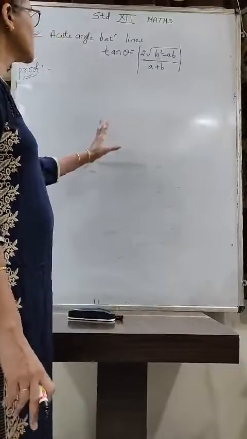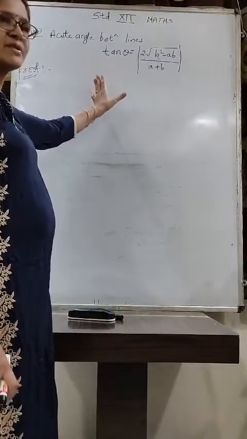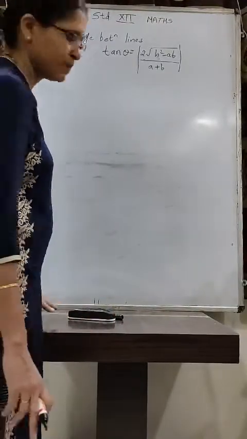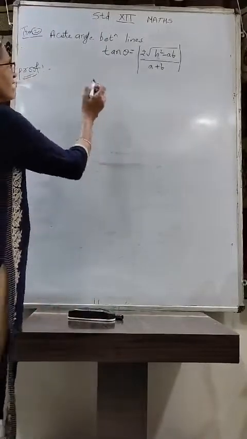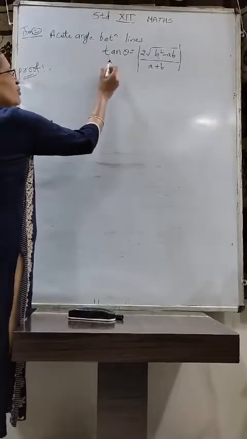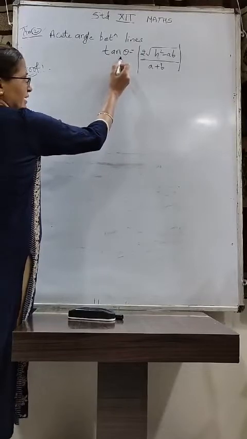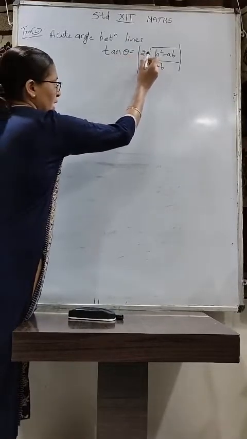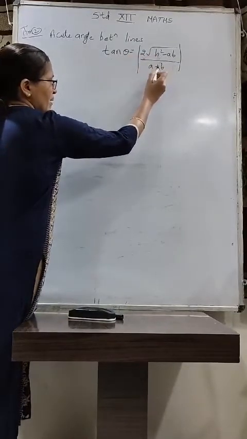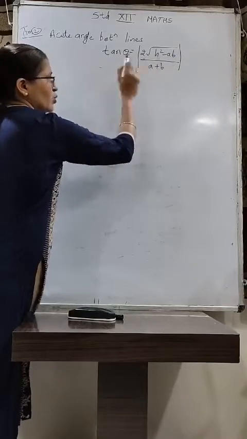Now the theorem is the angle between lines. We have taken the homogeneous equation of a pair of straight lines. Now we will find the angle between the lines. We have to prove that the angle between the lines is tan theta equal to 2 under root of h square minus ab upon a plus b, and we are going to prove this.